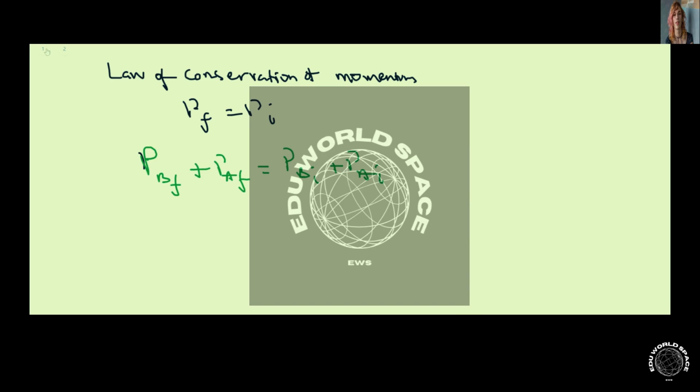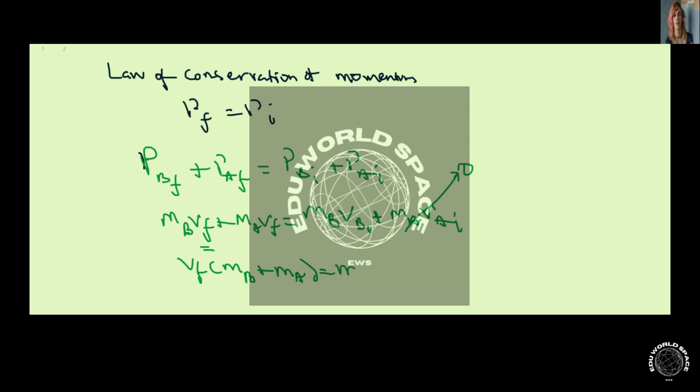If we plug in the numbers for the finals, we get MB V final plus MA V final, equal to MB V B initial plus MA VA initial. Remember, this one is 0 because it's 0 meters per second. Our goal is to get the final, so we can pull that out and have MB plus MA, times V final, equal to MB V B initial.